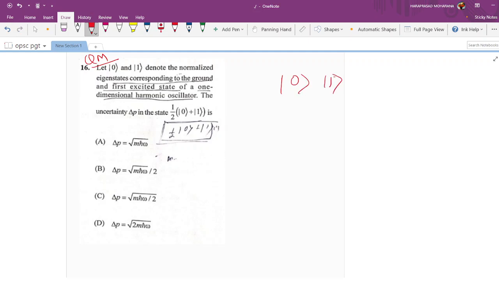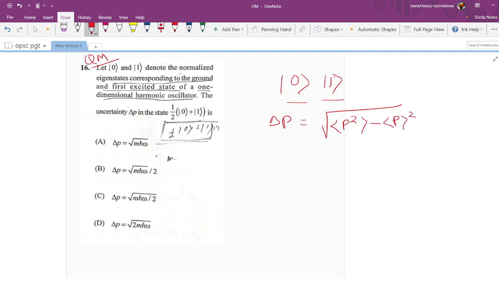These are the ground state and the first excited state of a one-dimensional harmonic oscillator. This is the ground state and this is the first excited state. The uncertainty delta P is asked. We know that delta P can be written as the square root of P square mean minus P mean square.